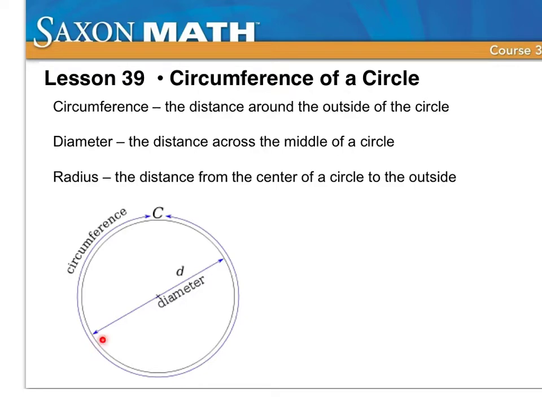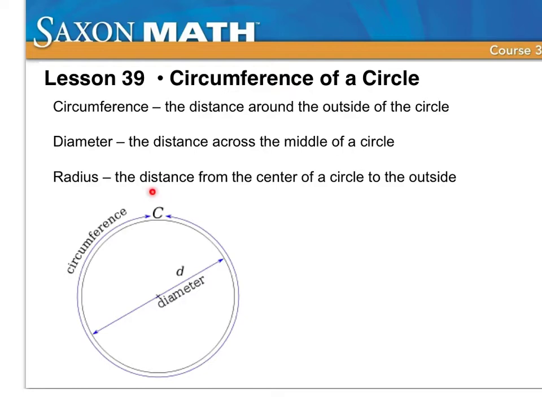Diameter is the distance across the middle. So that's from one outside of the circle all the way across the middle to the other outside of the circle. Key is across the middle. It has to go through the middle point. So like if I go from here to here, that is not a diameter because I don't go through the middle at all. But I can go here to here, that would be a diameter, or here to here would be a diameter because I go across the middle.